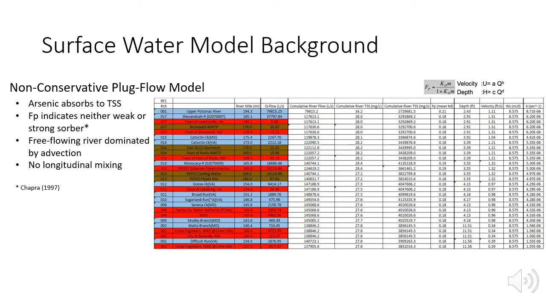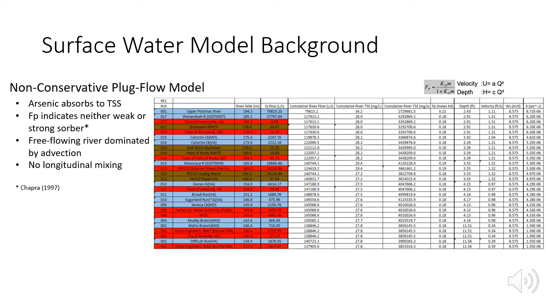I opted to use a non-conservative plug flow model. The reason I opted to do it non-conservatively is because arsenic does absorb to total suspended solids, and the fraction of particulates indicated that arsenic was neither a weak nor strong sorber, based off of the Chapara study we were provided. If arsenic had been a weak sorber, I perhaps would have used a conservative model, but that wasn't the case, so I went with non-conservative.